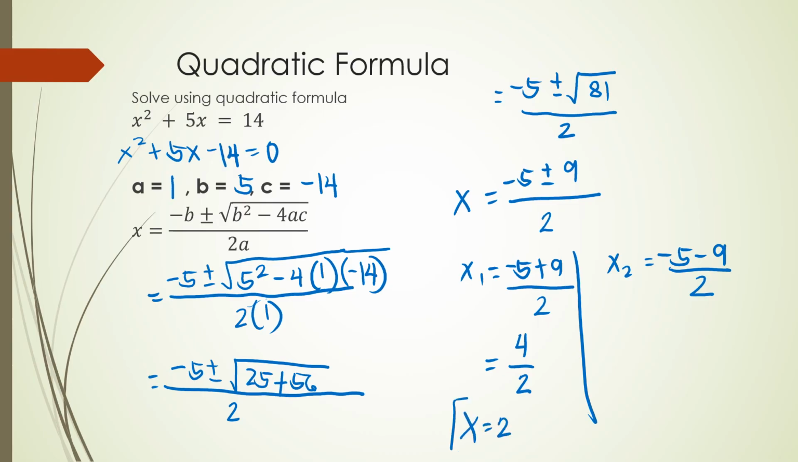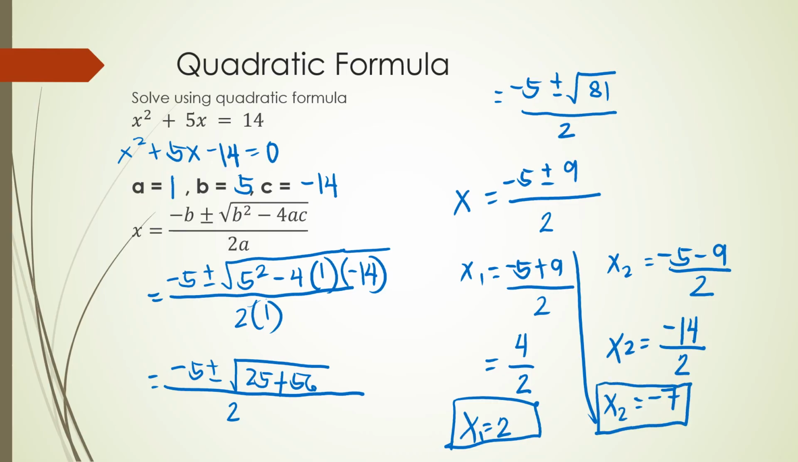Okay, so this is the value of x sub 1. Next, for x sub 2, you have negative 5 minus 9, that is negative 14 over 2. Negative 14 divided by 2, that is negative 7. So that is the value of x sub 2. Okay, so those are the solutions of the quadratic formula. If you want to check, you just simply substitute the value of x sub 1 and x sub 2 on the given quadratic equation.